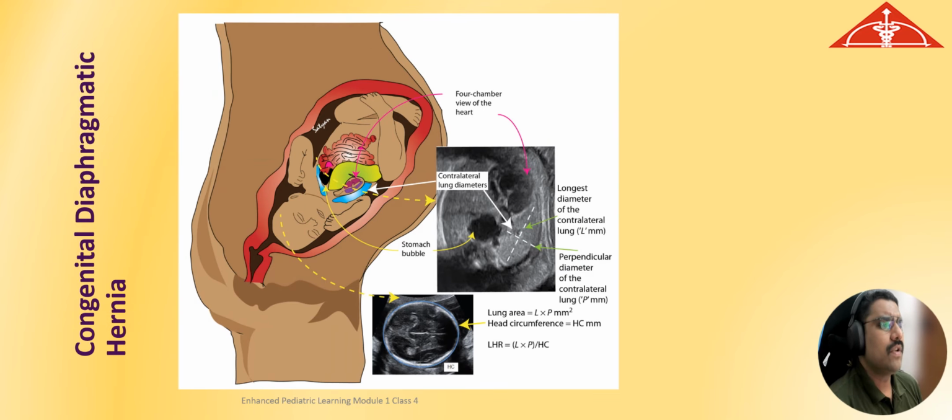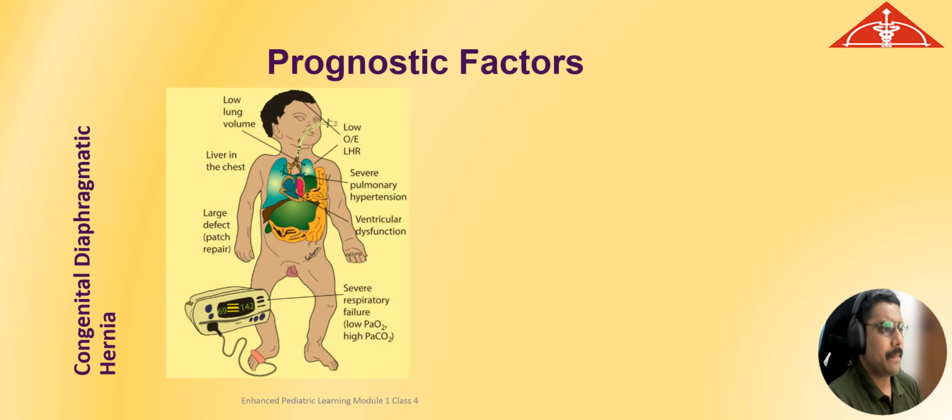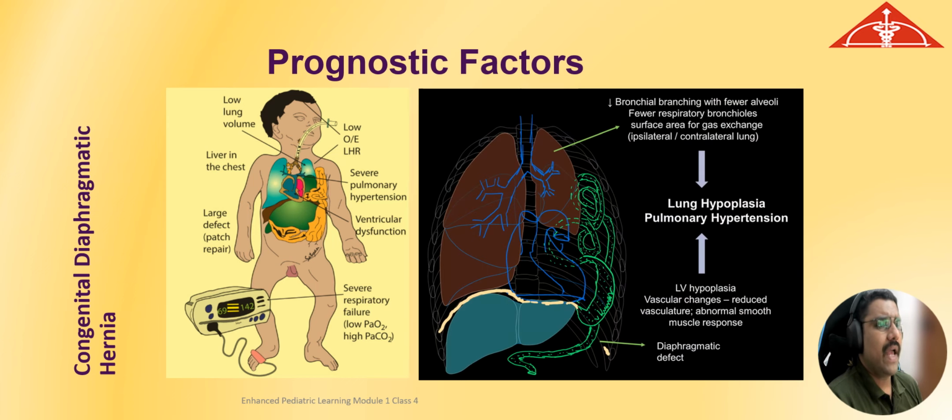Antenatally, the size of the lungs is measured in relation to that of the head circumference, and lower LHR ratios are suggestive of poor prognosis. The other prognostic factors are low lung volume, the presence of liver in the chest, a large defect, severe respiratory failure, ventricular dysfunction, and severe pulmonary hypertension. LV hypoplasia with the vascular changes contributes to the pulmonary hypertension, and decreased bronchial branching with fewer alveoli leads to the lung hypoplasia in CDH.